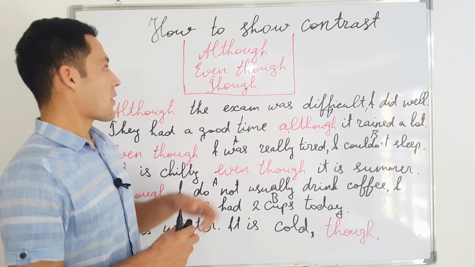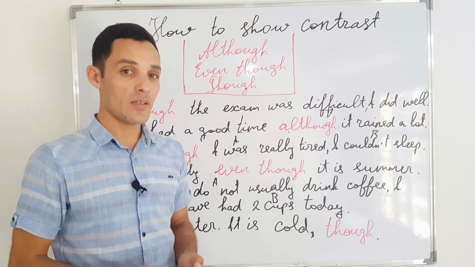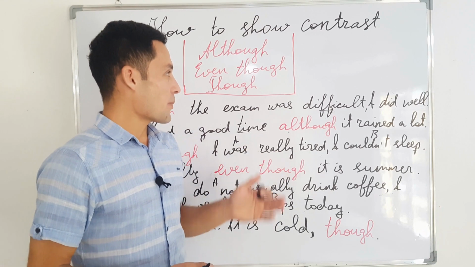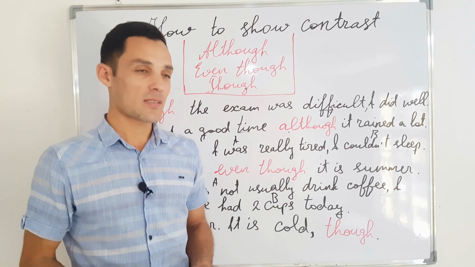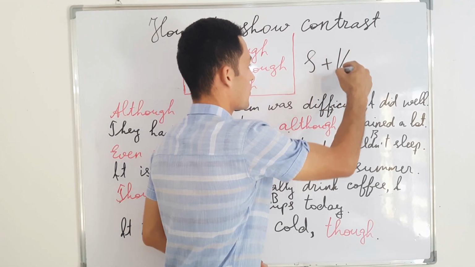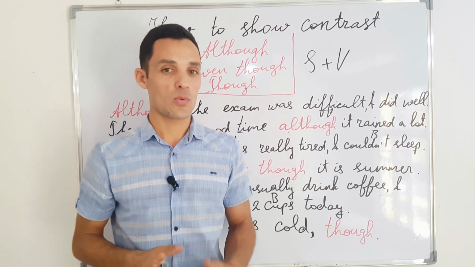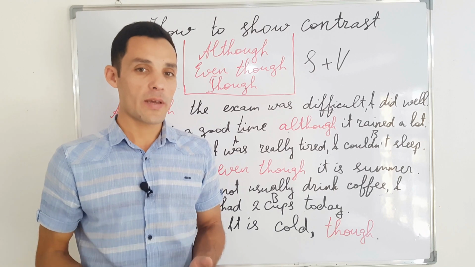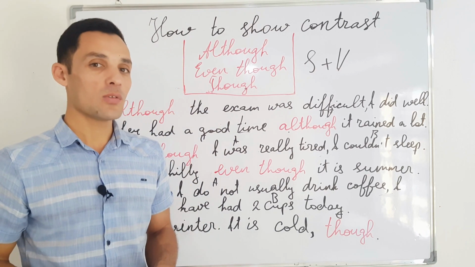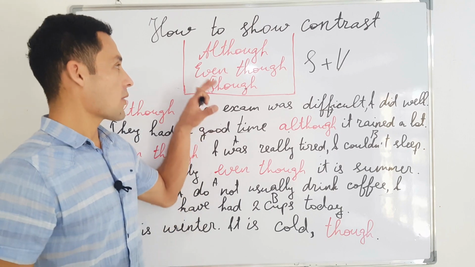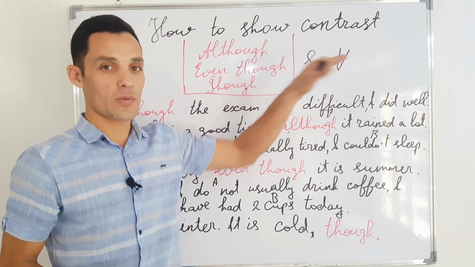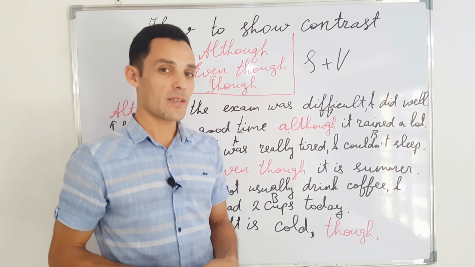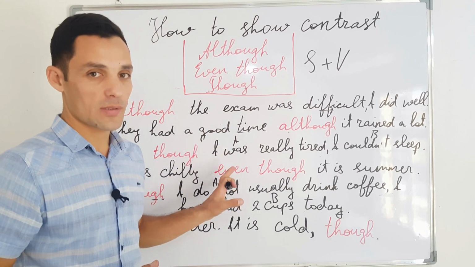Normally, we use these three words to show contrast in English: although, even though, and though. Grammatically, we use these words with subject plus verb. We do not use these words with noun phrases, gerunds (verb-ing), or pronouns. So be careful when you use these words. Make sure you use these words with subject plus verb. Okay? So through examples, I'll explain some punctuation rules and you will know how to use these words.